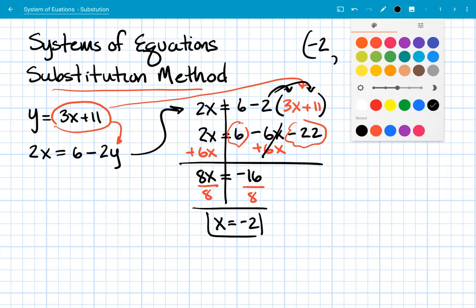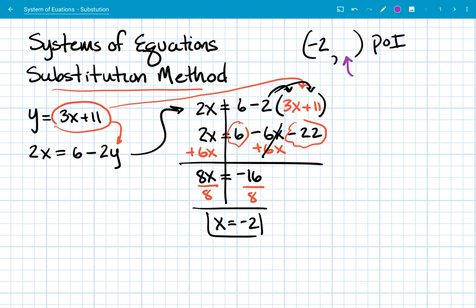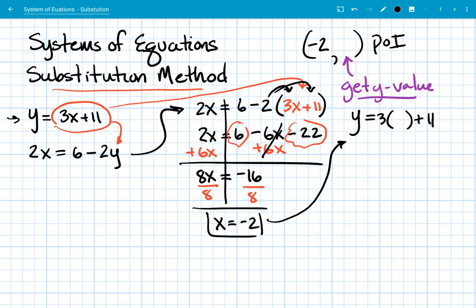So now we know that the x value of our point of intersection is at -2. All right, now it's going to be an awful lot like what we were doing before. We need to get the y value. And I think I'm going to choose to use the original equation that was in y form. I'm going to use this one. So y equals 3 times whatever x is, then plus 11. And I've got this x value from here. So that tells me that y is -6 plus 11, which ends up being 5. So that says -2, 5.